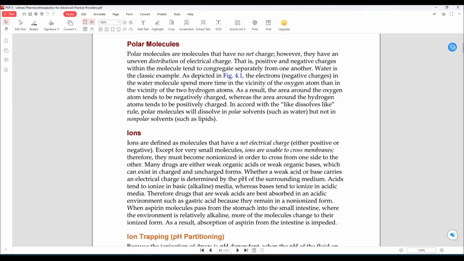As depicted in Figure 4.1, electrons in the water molecule spend more time in the vicinity of the oxygen atom than in the vicinity of the two hydrogen atoms. As a result, the area around the oxygen atom tends to be negatively charged, whereas the area around the hydrogen atom tends to be positively charged. In accord with the like dissolves like rule, polar molecules will dissolve in polar solvents, but not in nonpolar solvents.